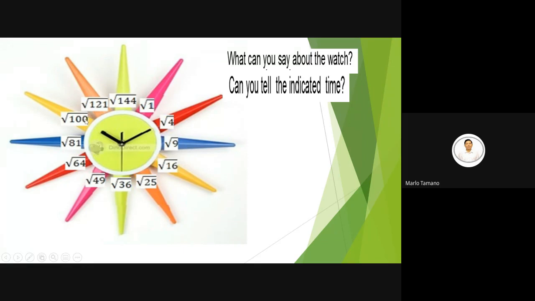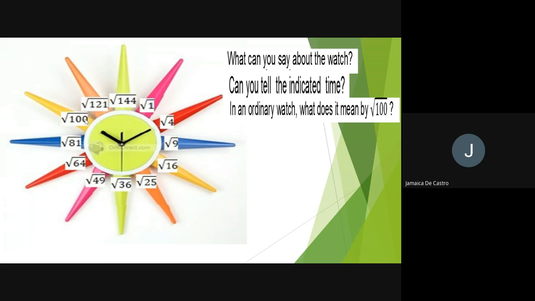Okay? So we have square root of 100 is 10. In an ordinary watch, what does it mean by square root of 100? Ten po. So when we say square root of 100, that is 10. Why? Because if we multiply that 10 by itself, 10 times 10, that is 100. Therefore, the square root of 100 is 10. So, 10 po ang oras ngayon. Parang ganon. Naintindihan? Opo. How about this one? Square root of 4. 2 po.